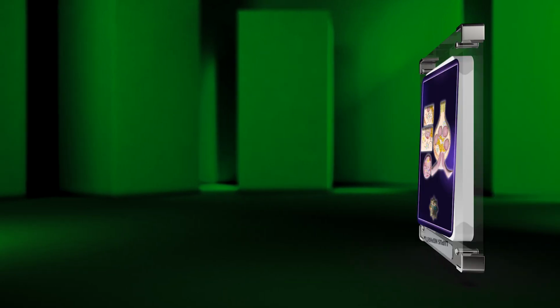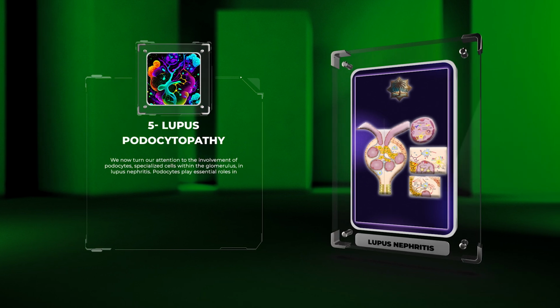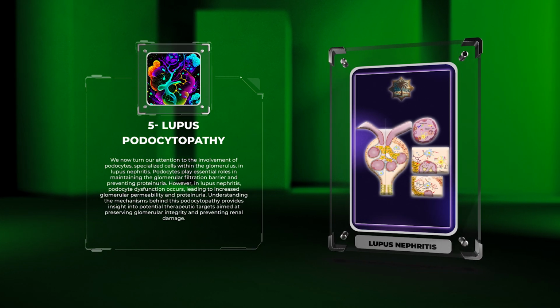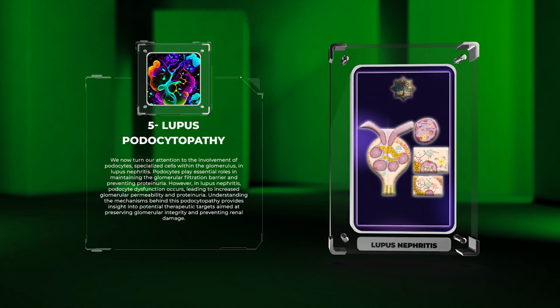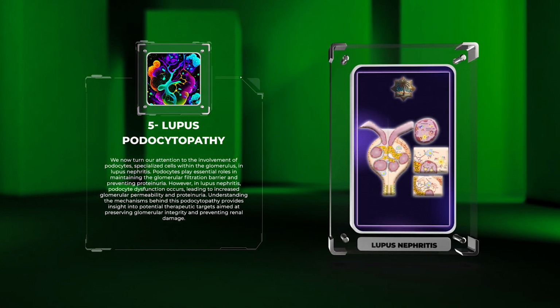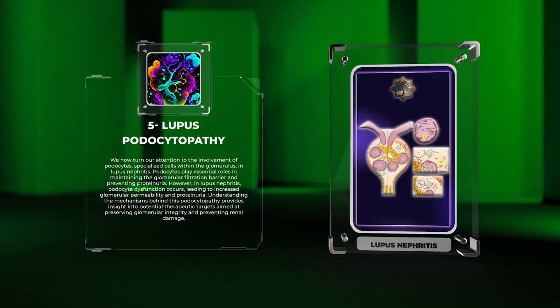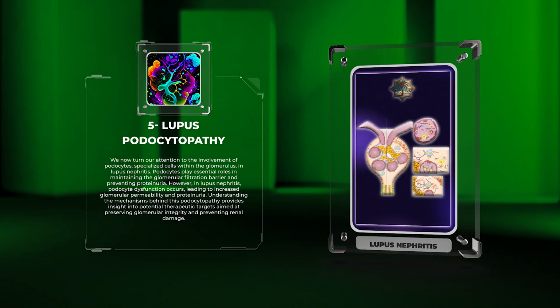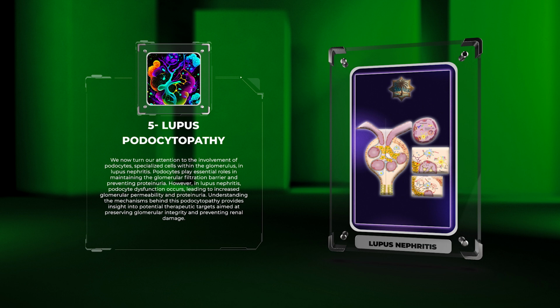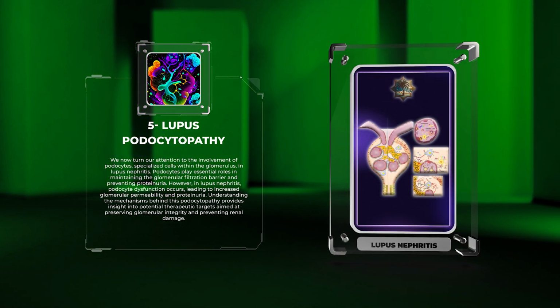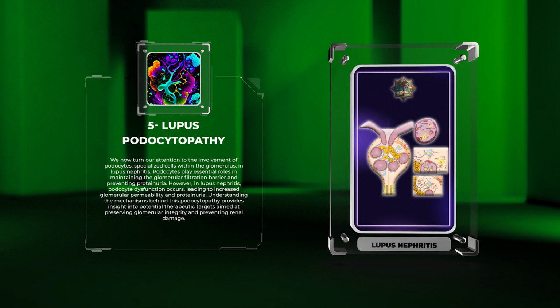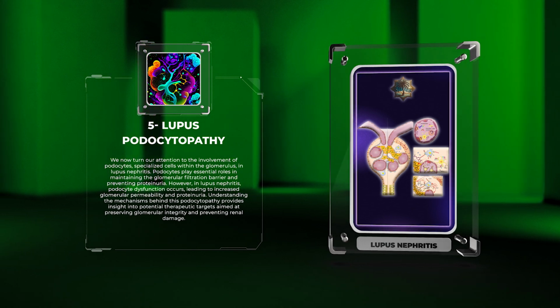We now turn our attention to the involvement of podocytes, specialized cells within the glomerulus, in lupus nephritis. Podocytes play essential roles in maintaining the glomerular filtration barrier and preventing proteinuria. However, in lupus nephritis, podocyte dysfunction occurs, leading to increased glomerular permeability and proteinuria. Understanding the mechanisms behind this podocytopathy provides insight into potential therapeutic targets aimed at preserving glomerular integrity and preventing renal damage.